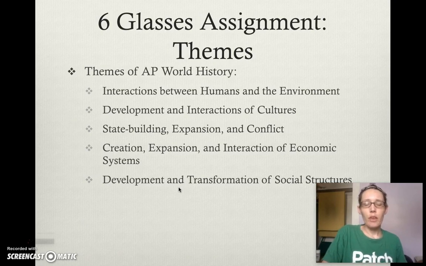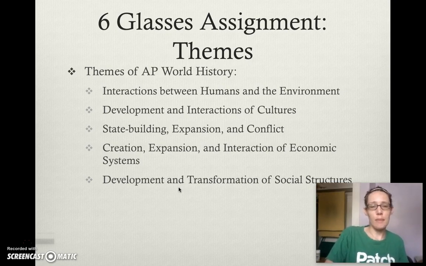Okay, so what I want to do now is introduce you to the themes of AP World History. These are going to be huge, not just for this summer reading assignment, but for all year. The College Board has divided up AP World History's themes into these following categories. I'll tell you exactly how the College Board labels them, and then I'm going to give you an acronym that's going to help you memorize them and understand them more quickly. So you have interaction between humans and the environment, development and interaction of cultures, state building, expansion and conflict, creation, expansion, and interaction of economic systems, and development and transformation of social structures.